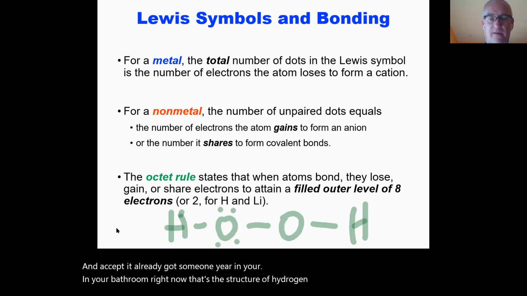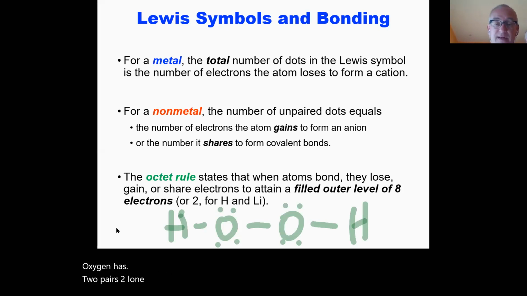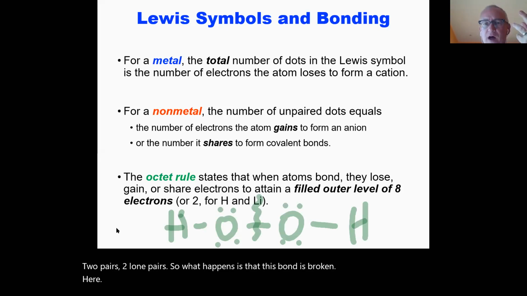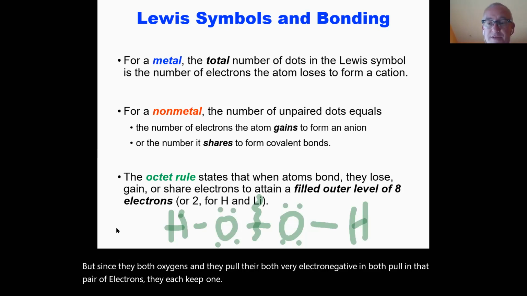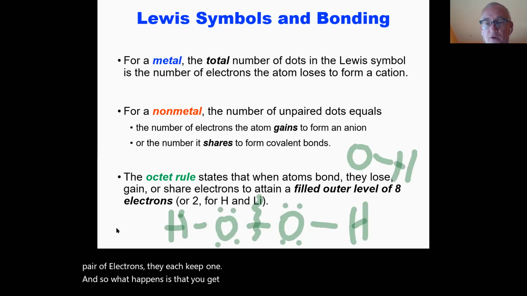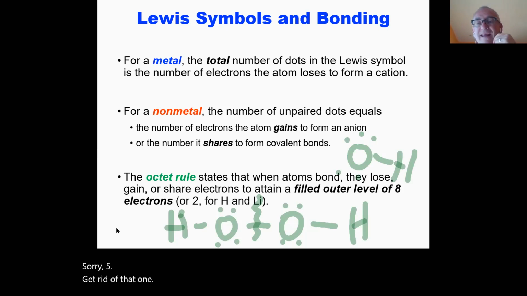So each oxygen has 2 lone pairs. So what happens is that this bond is broken here. But since they're both oxygens and both very electronegative, both pull on that pair of electrons, they each keep 1. And so what happens is that you get these ions. You get peroxide ions with 1, 2, 3, 4, 5, 6. Oh, wait a minute, 5. Sorry, 5. Let me get rid of that one. That has only 5 electrons, not 6.